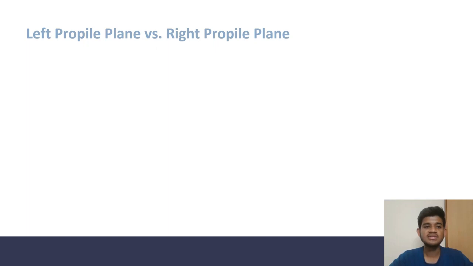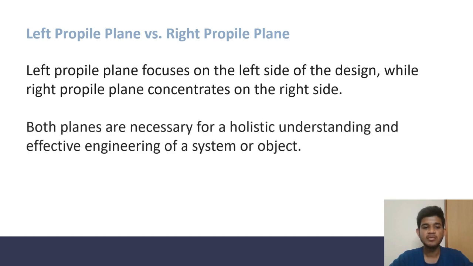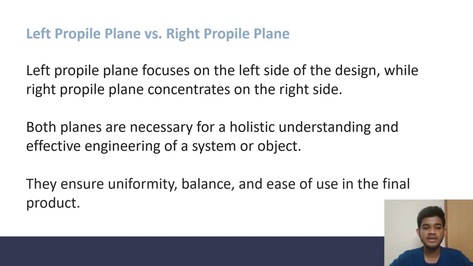Now let us see the differences between left profile plane and right profile plane. Left profile plane focuses on the left side of the design, while right profile plane concentrates on the right side. Both planes are necessary for a holistic understanding and effective engineering of a system or object. They ensure uniformity, balance, and ease of use in the final product.